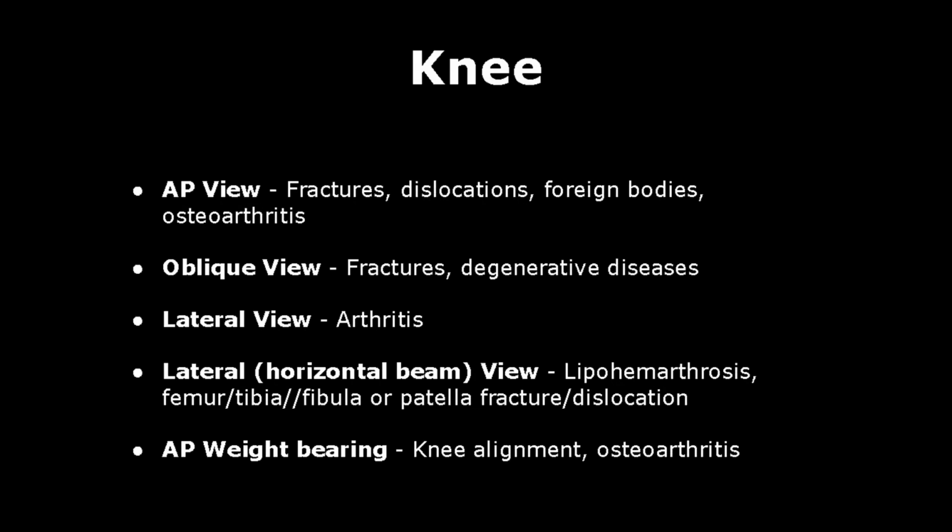Lateral view with a horizontal beam is used for lipohemarthrosis, in which blood and fat from the bone marrow leak into the knee joint. And also it is used for fractures and dislocations of the femur, tibia, fibula, and patella. AP weight-bearing view is done to check for knee alignment and also in osteoarthritis.